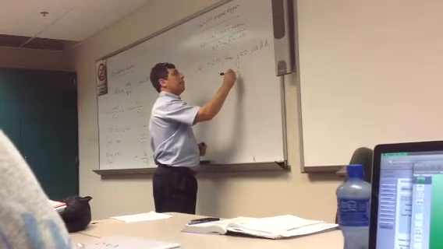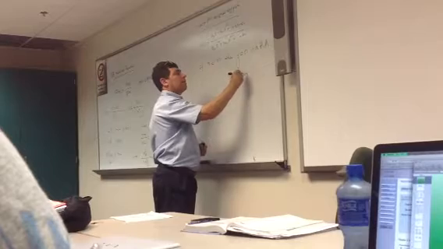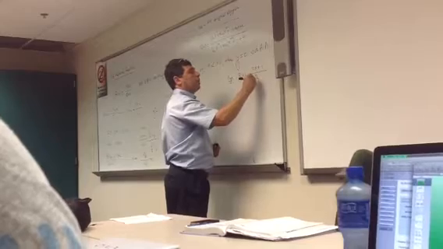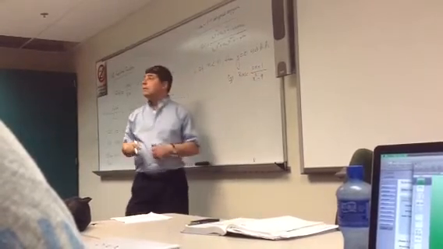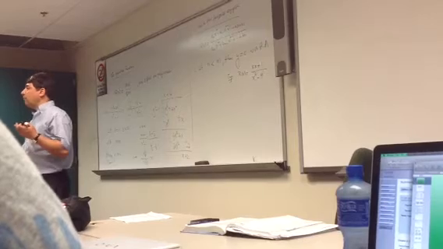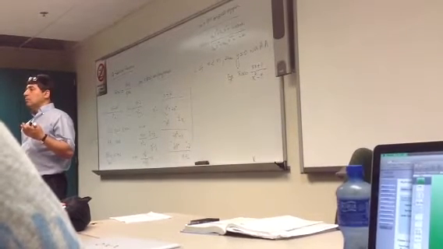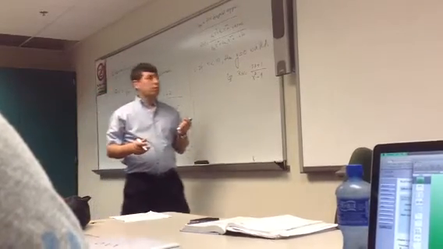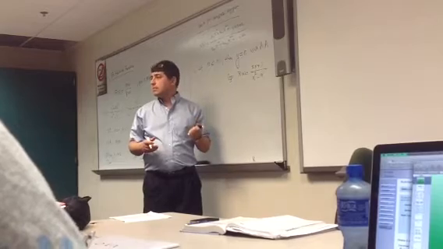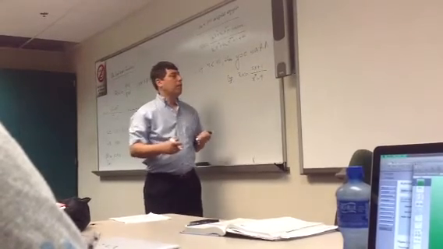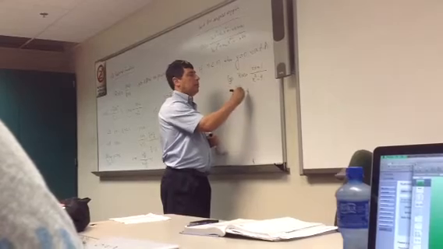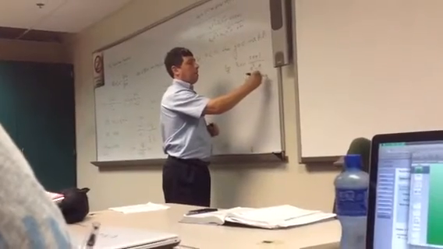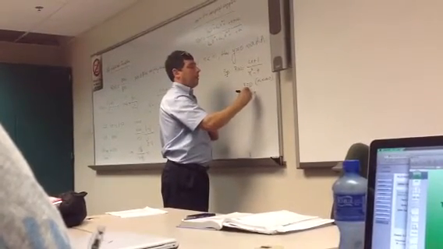If I have r of x equals 5x plus 1 over x squared minus 9, then what's the degree of the numerator? 1. Degree of the denominator? 2. Since 1 is less than 2, we have here y equals 0, which is the x-axis, is a horizontal asymptote.